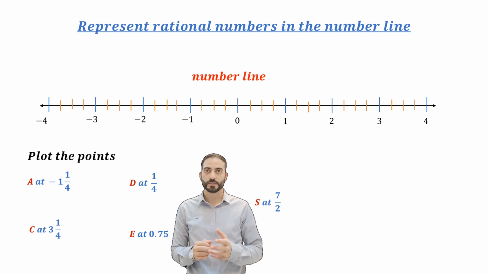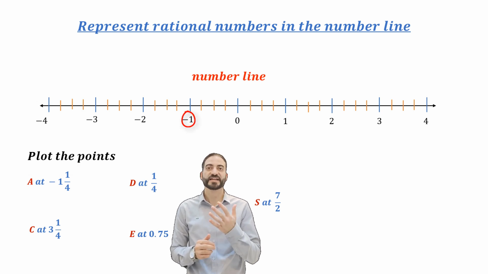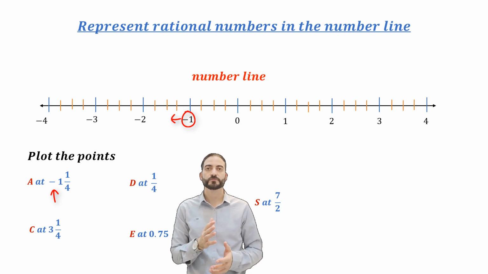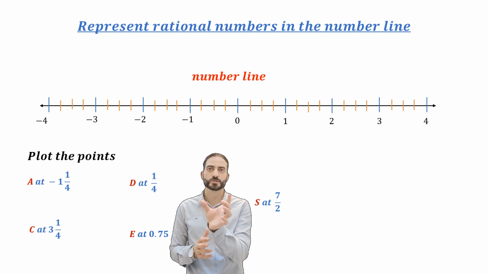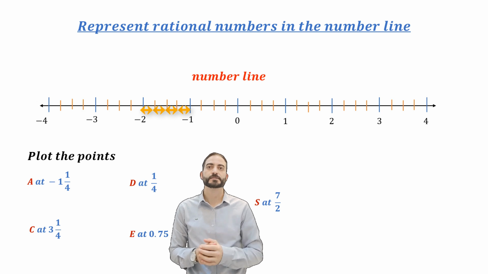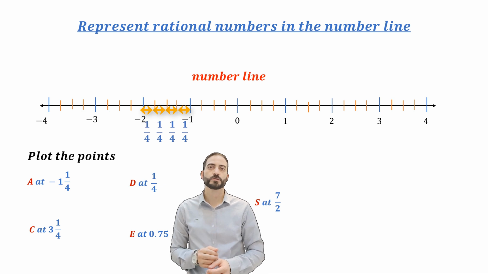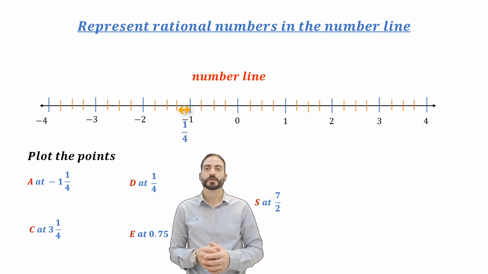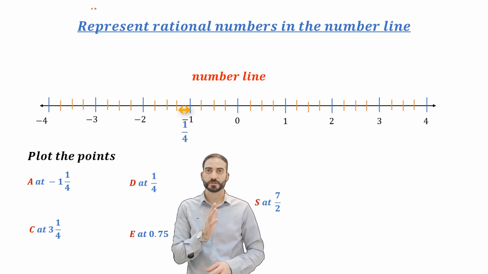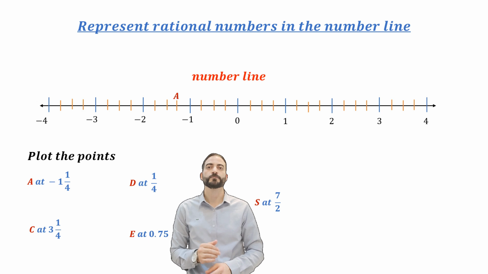First, locate -1 on the number line, which is to the left of 0. Since the fraction is negative, we move 1 over 4 to the left of -1. To do this, we divide the space between -1 and -2 into 4 equal parts. Since the denominator is 4, each part represents 1 over 4. Because the numerator is 1, we move exactly one section to the left of -1. Now we have reached point A at -1 over 4.